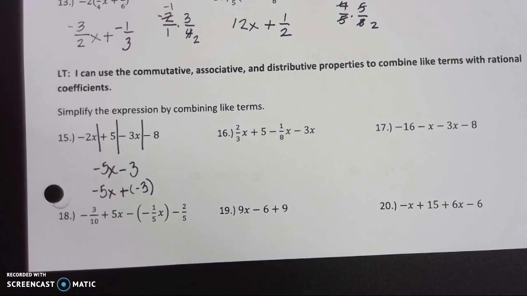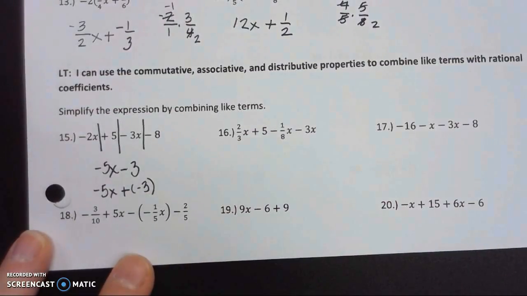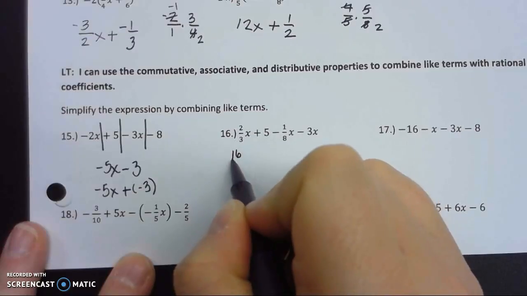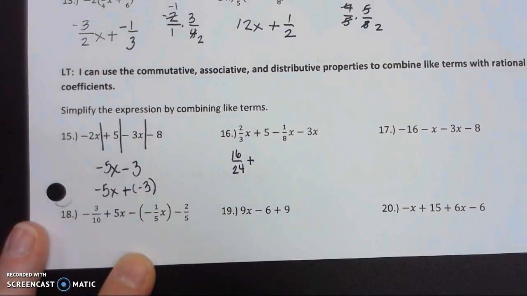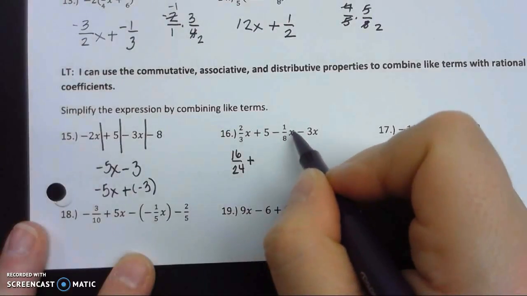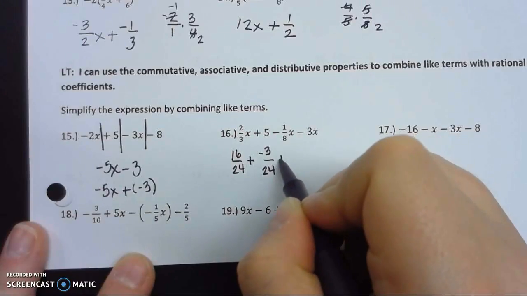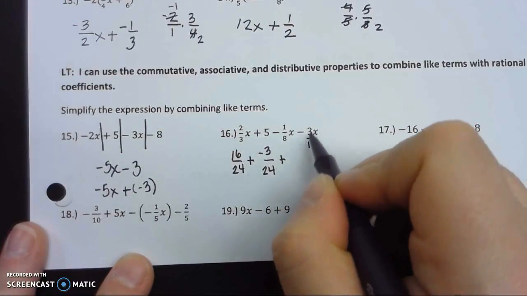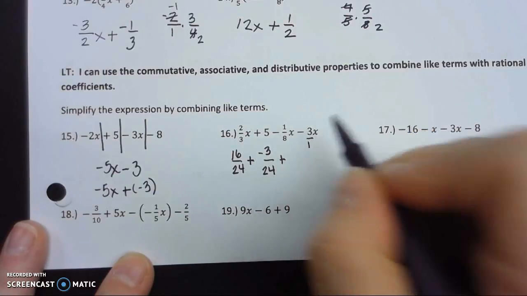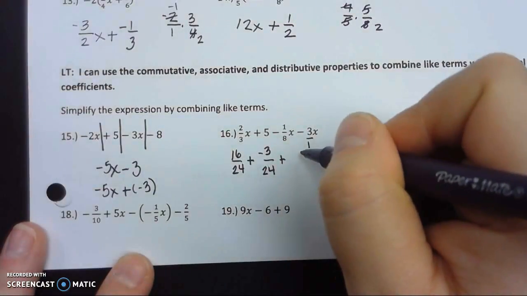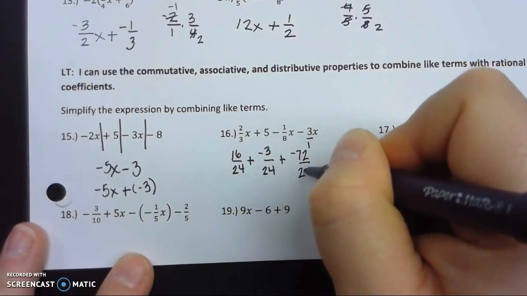I need to combine all of those, which means I need common denominators for those. So when I make my common denominators, my common denominator could be 24. And so if I make this 24, this is going to be 16/24ths plus my negative 1/8 is going to be negative 3/24ths plus, and then I'm going to make that 1, so this is going to be negative, what is my denominator, 24? Ooh. This would be negative 72 over 24.